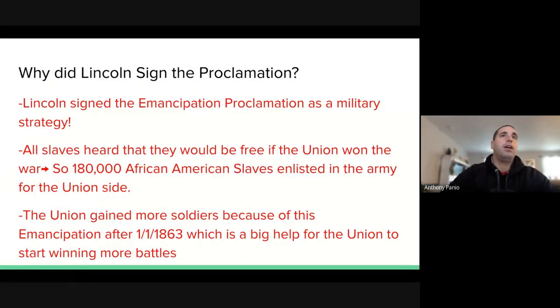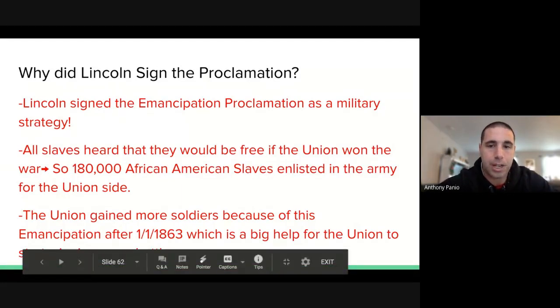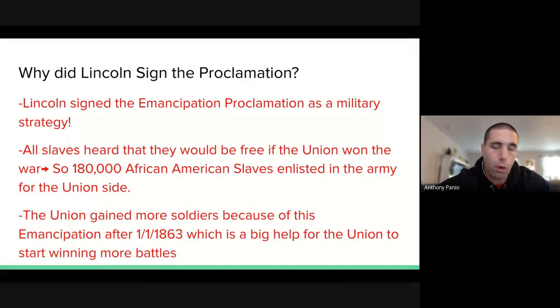Now, were there black people that fought in the Revolutionary War? Sure. Were there black people that fought in the War of 1812, the Mexican-American War? Sure, there were. But it was not as open, and they couldn't be drafted. Now this is an opportunity for black people to enlist and join the war, and close to 180,000 African-American slaves and free people enlisted in the army for the Union side. He was telling the slaves in the South, you know what? Screw the Fugitive Slave Act.